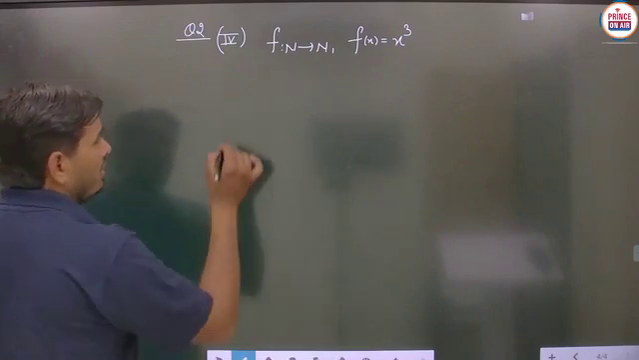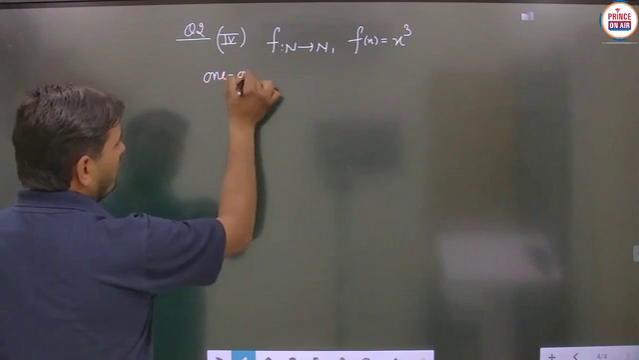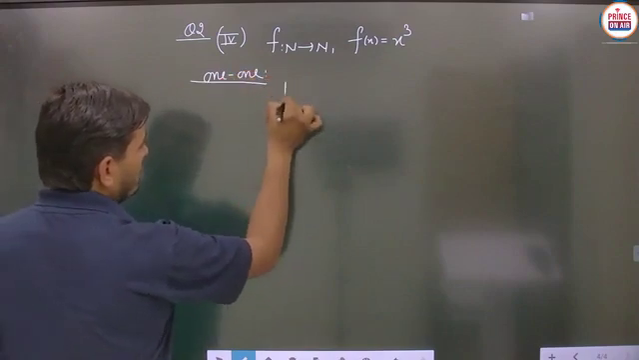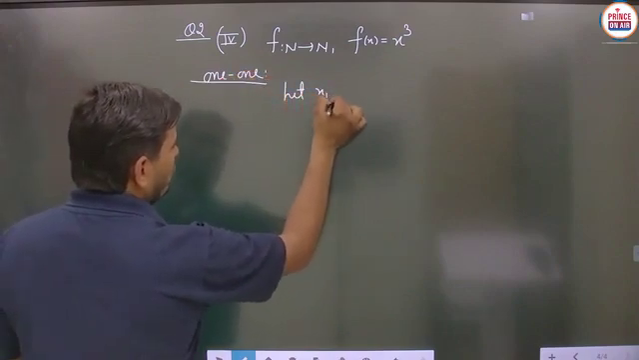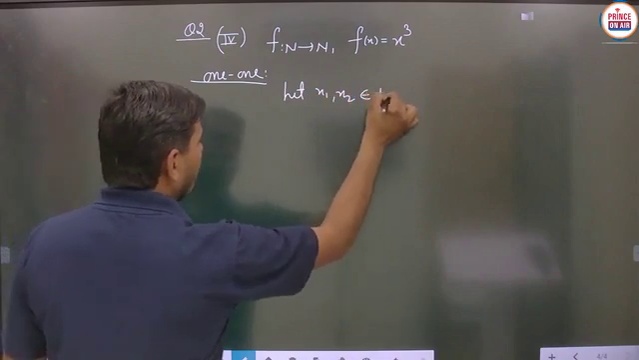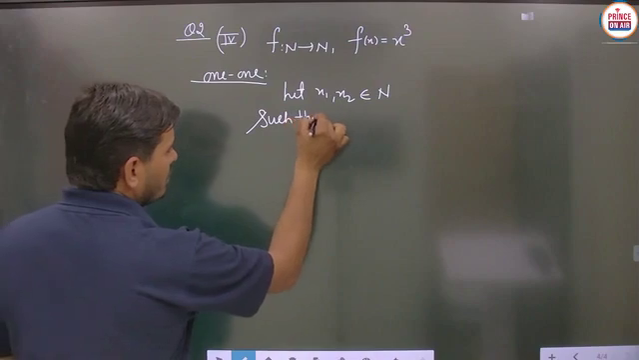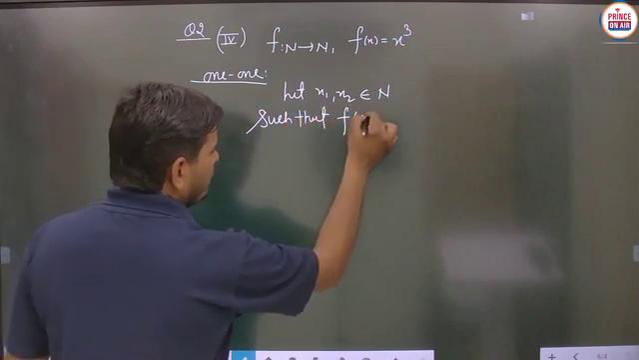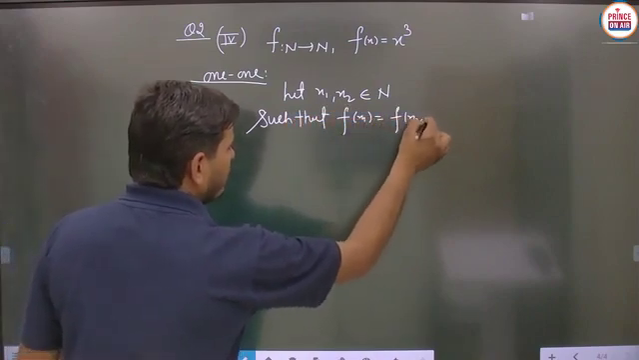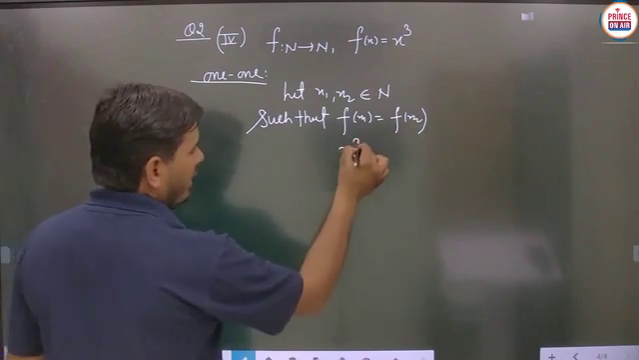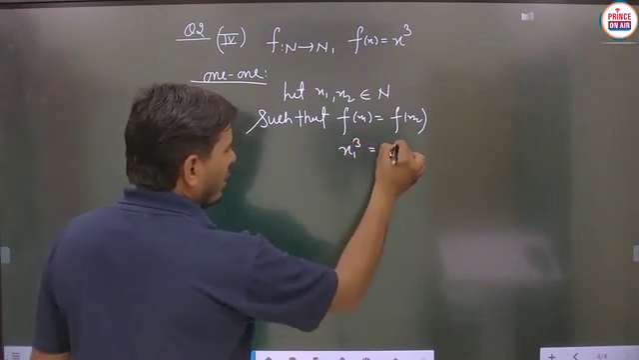So basically for the one-one case, we just have to say let x1, x2 belong to the set of natural numbers such that f of x1 equals f of x2, and here we can say that x1 whole cube equals x2 whole cube.